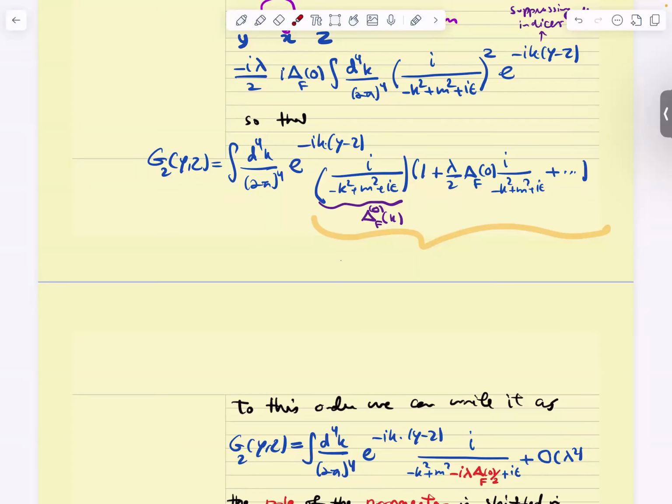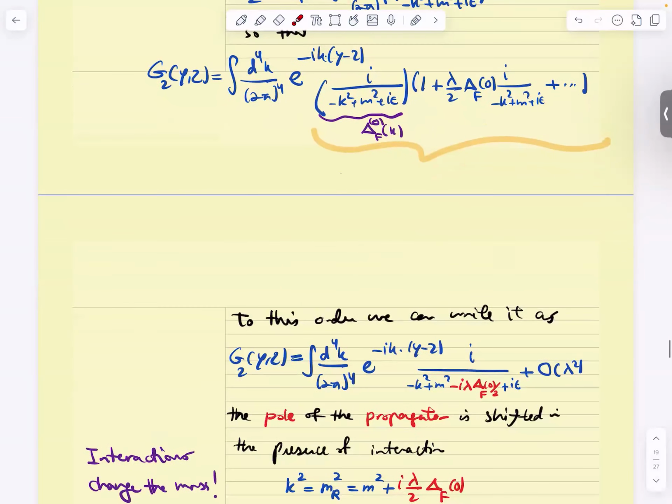To the first order in lambda, the same expression comes from the Taylor expansion of this. To the first order in lambda, I can view this as a shift in mass. The only parameter in the free propagator is mass. So I can capture this as a shift in mass. Now, what is this? What was the propagator?